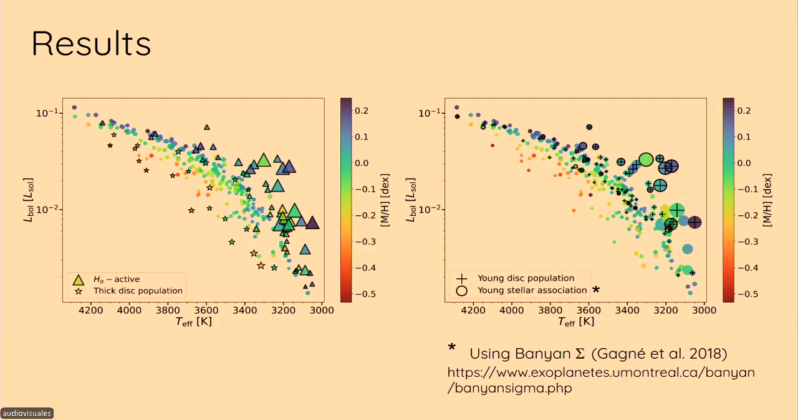Okay. We also can see the gradient of metallicity along the main sequence with the color, and we can see also in the first plot that nearly all the very low metallicity objects that we find are actually kinematically old, from the thick disk population.